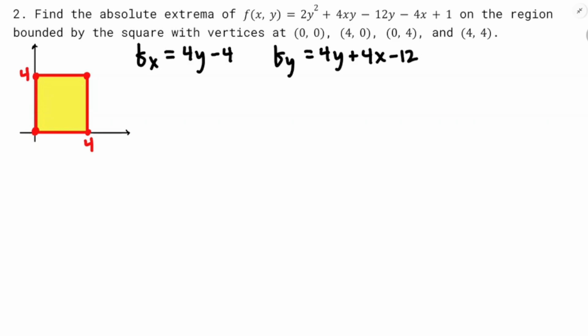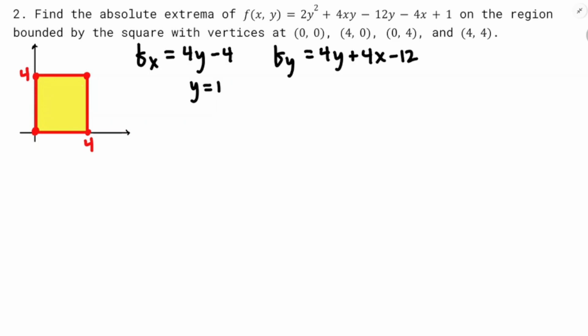Okay, so this one's a little bit different from some of the ones we've seen recently. With this one, we're going to need to look at the easier of the two equations and be like, okay, well, the only way fx can equal 0 is if y is equal to 1. Otherwise, if y is not equal to 1, then fx doesn't even have a chance to be 0, and it's not a critical point, right?